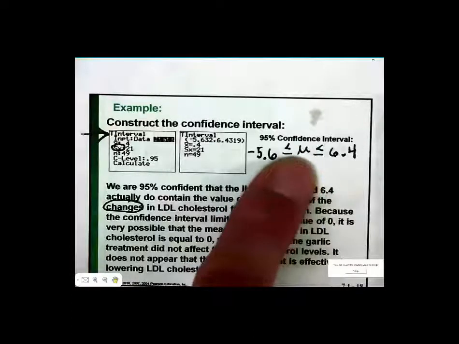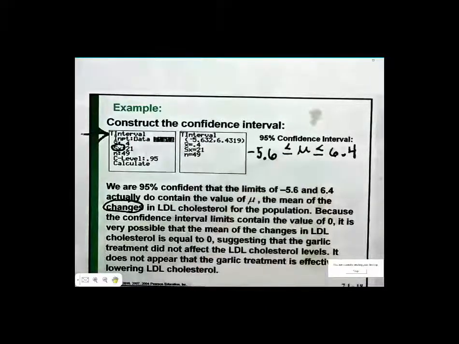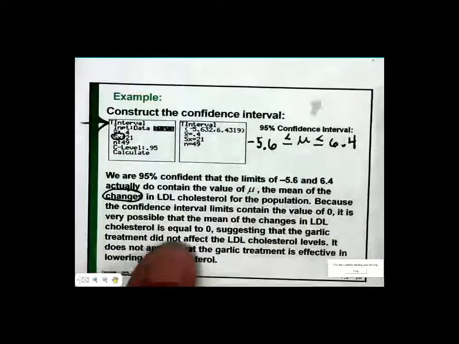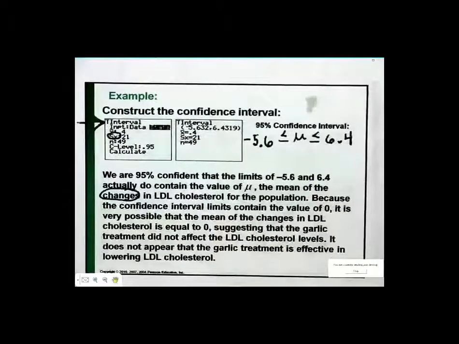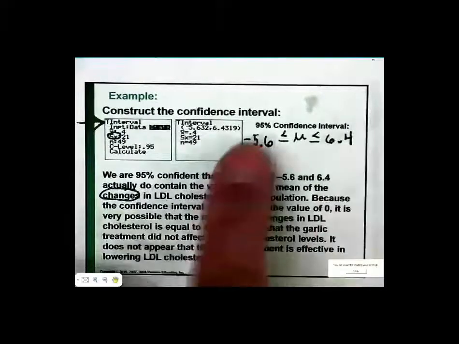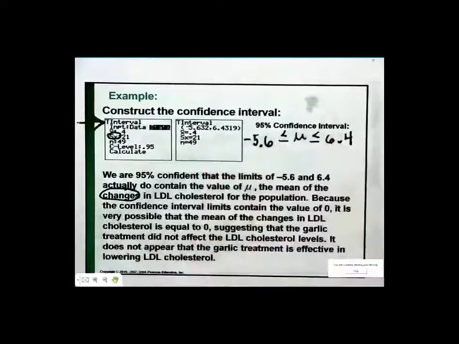So it's very possible that the mean change of LDL cholesterol is 0, which would suggest that the garlic treatment didn't affect the cholesterol level at all. As a matter of fact, for some people it raised it, for some people it lowered it, and for a lot of people in the middle it had no effect. If I were a myth buster, I would say this myth is busted. So stop eating garlic.